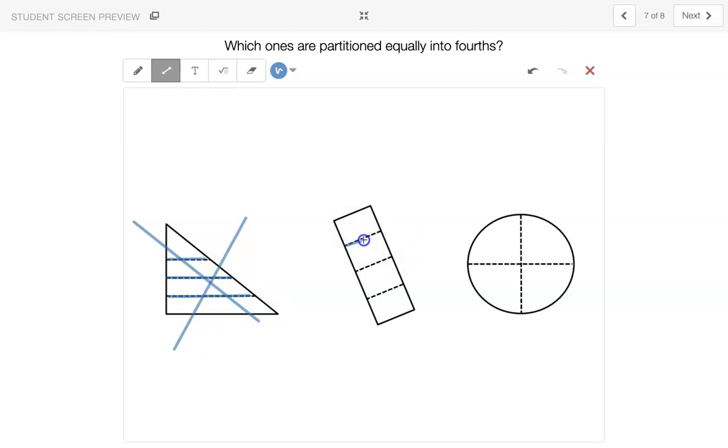All right, now it's cutting that way, that way, that way. That is definitely into equal fourths. And how about the circle? Remember the other circle we just did where it was kind of cut high up, making these sections, some of them small and some of them large. This one looks like it goes right across, and I have 4 equal sections. This one is equally partitioned into fourths, and so is this one.